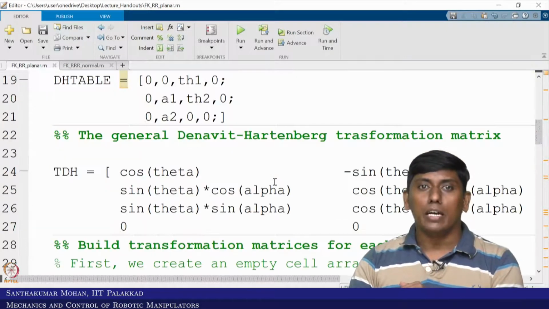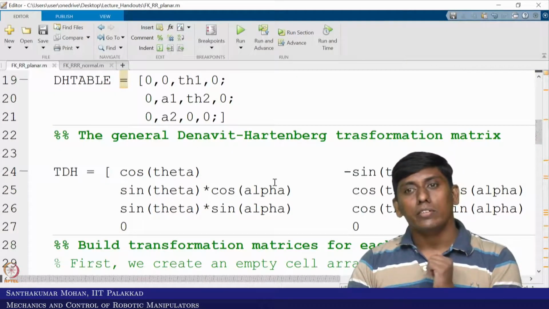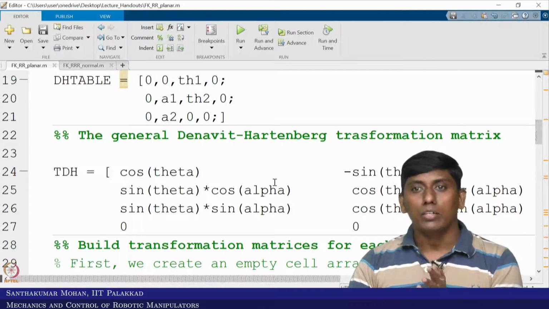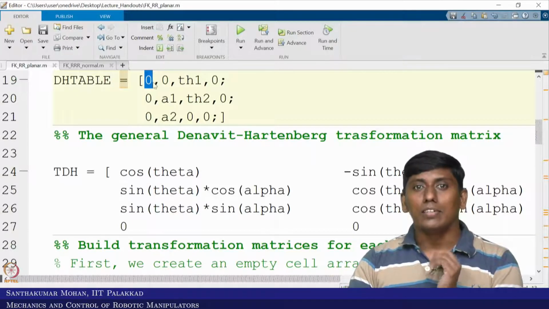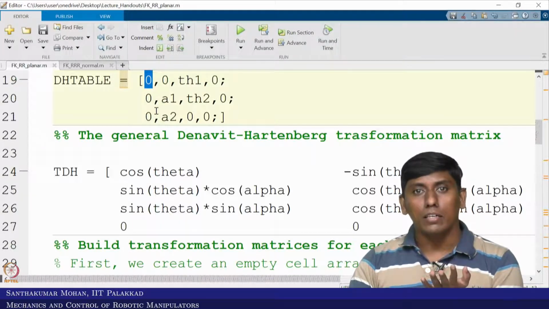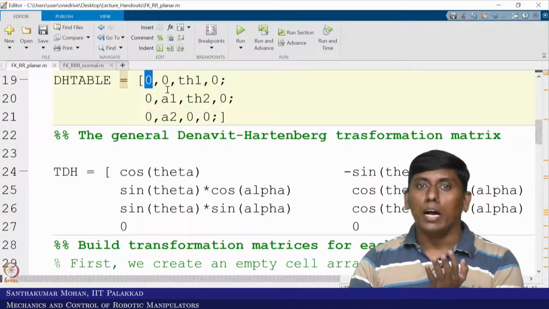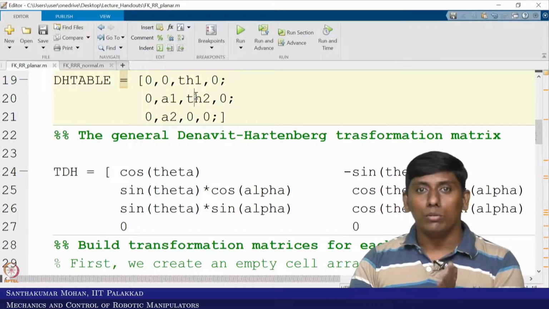Now we are writing the DH table. The DH table would have 4 columns, and in this case n is 3, so 3 rows. This column is alpha i minus 1, and all the alphas are 0 because it is planar. a0 is 0, a1 is a1 and a2 is a2. Theta 1 is an active variable, theta 2 is another active variable, and theta 3 is passive, so it is 0 in this case.